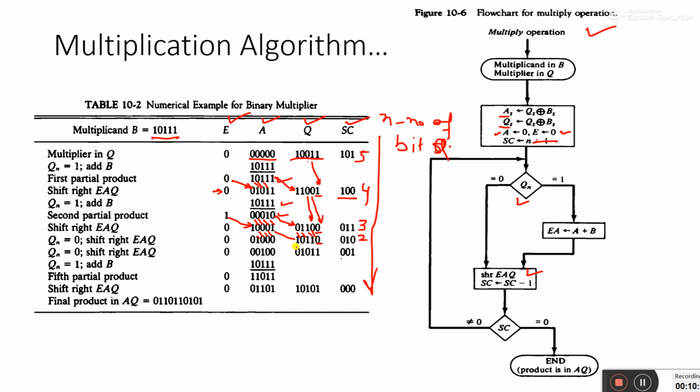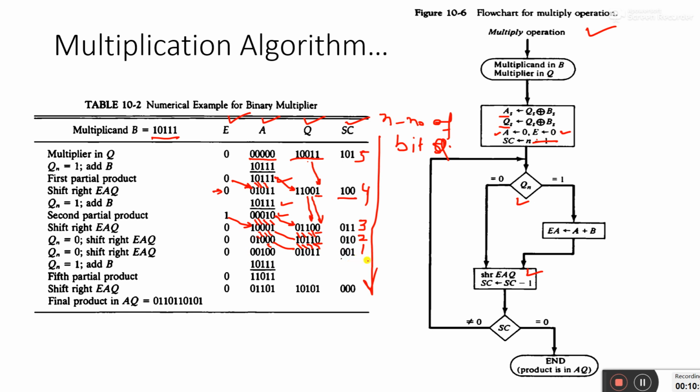Now again I got a 0 here, so again I have to shift it once. So it will be shifted. So again it will be 1 1 0 1 and this 0 is here, and 0 0 1 0, right? Now it is decremented by 1, but still it is not 0.